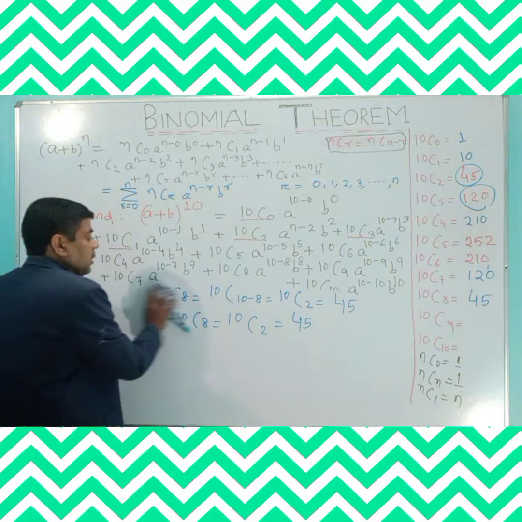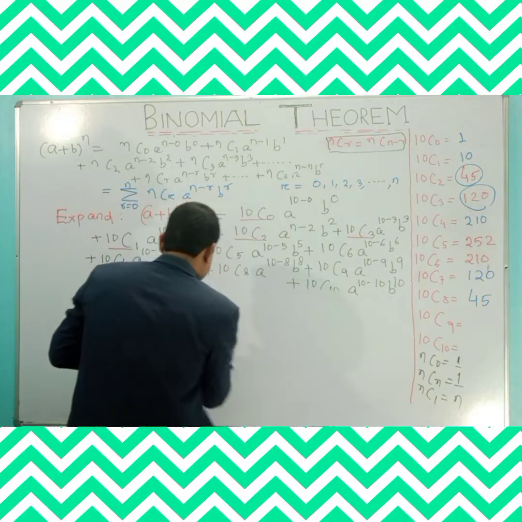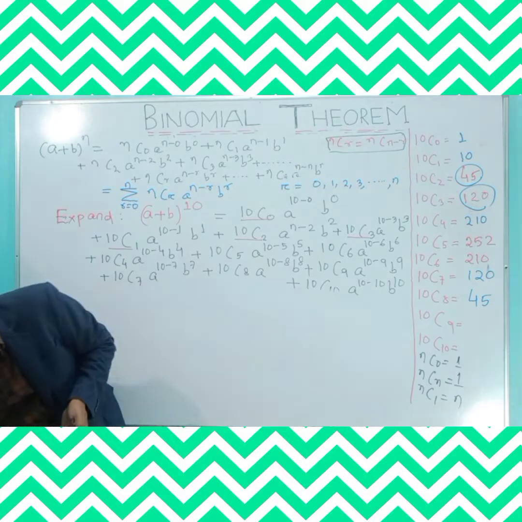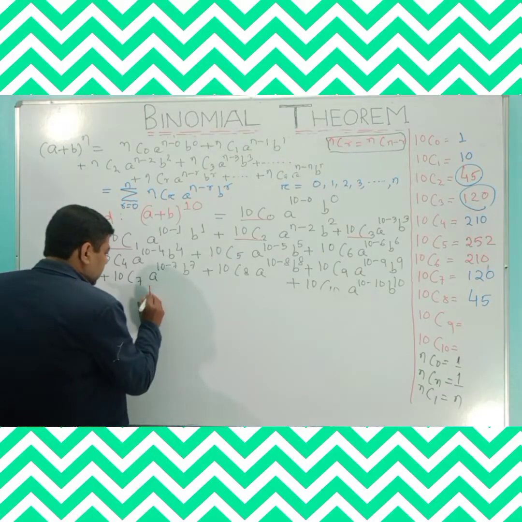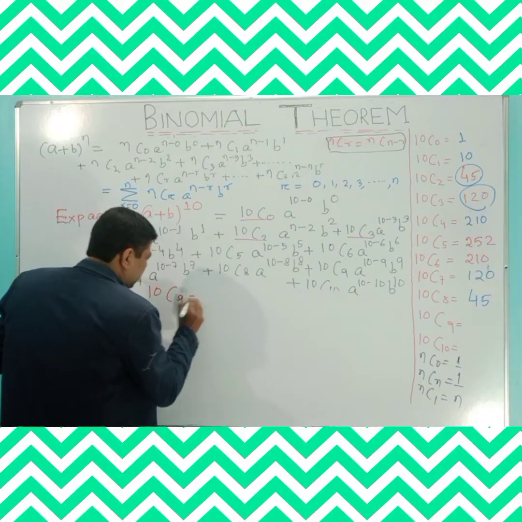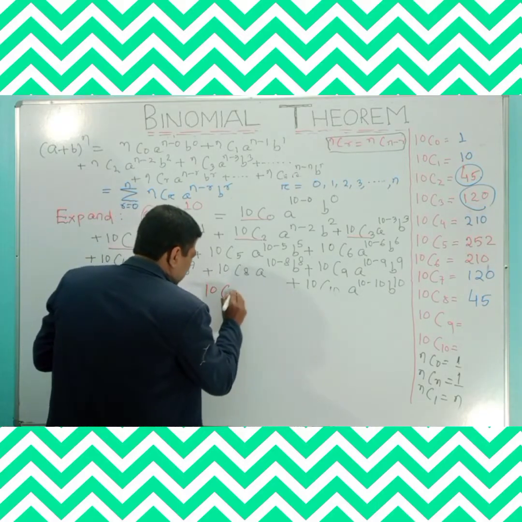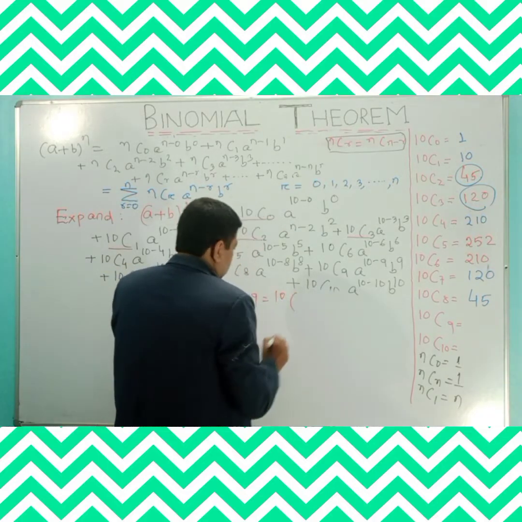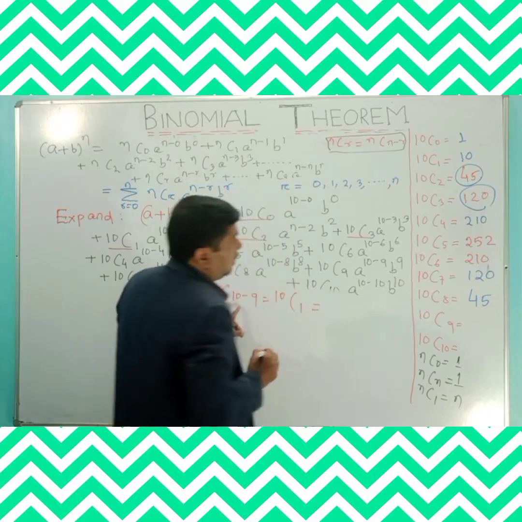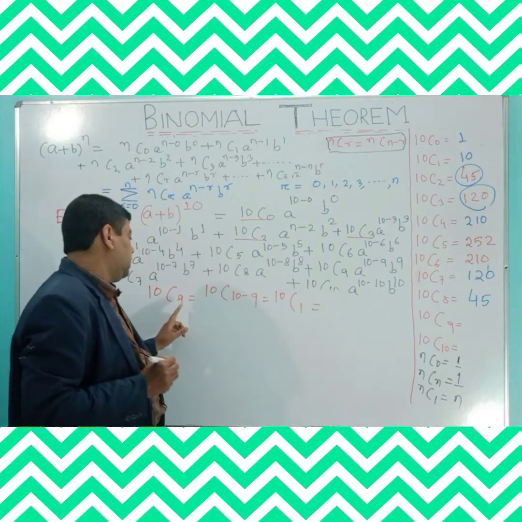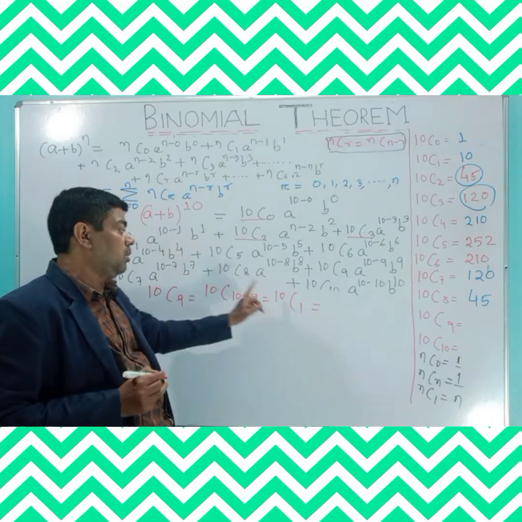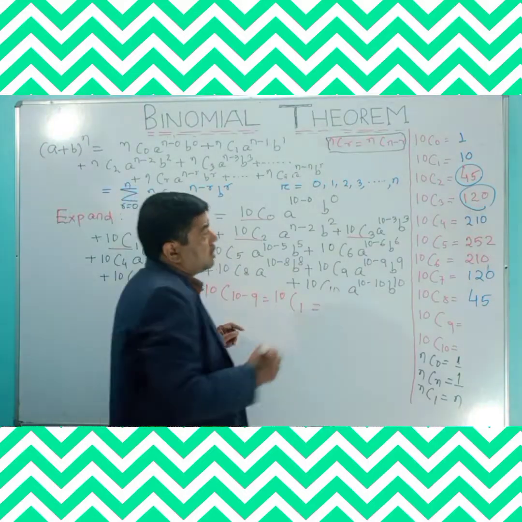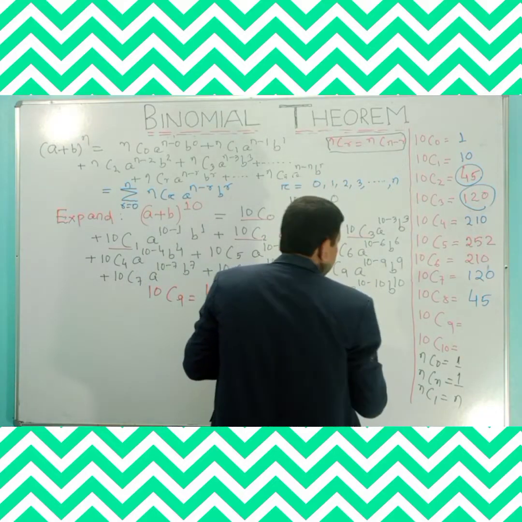Next point is, after 10C8, find out 10C9. What is 10C9? 10C(10 minus 9), which is 10C1. So 10C9 is equal to 10C1. The value of 10C1 was 10. Simply write 10.